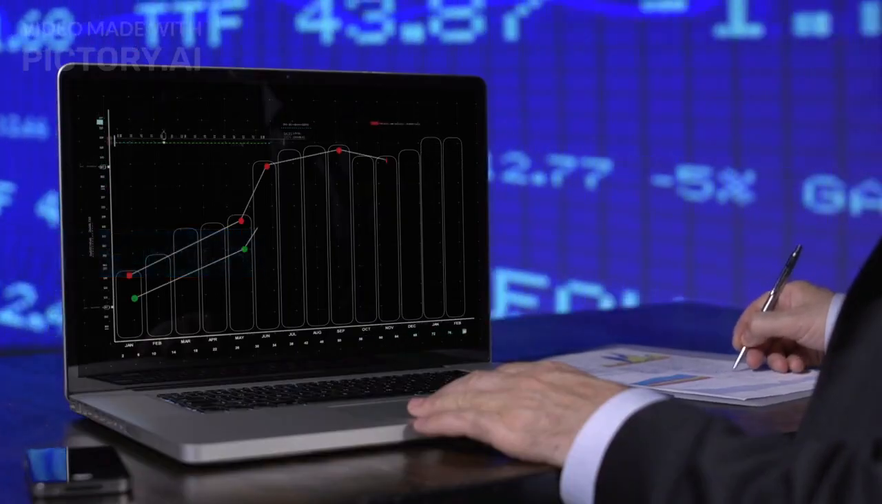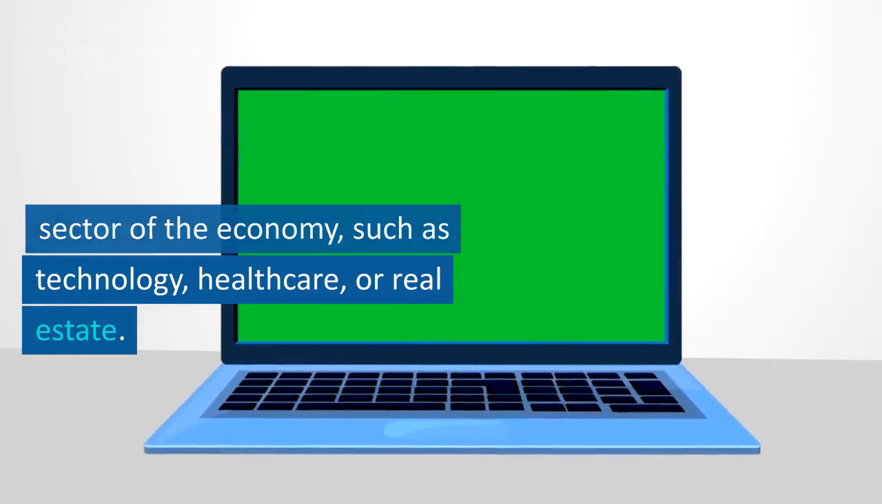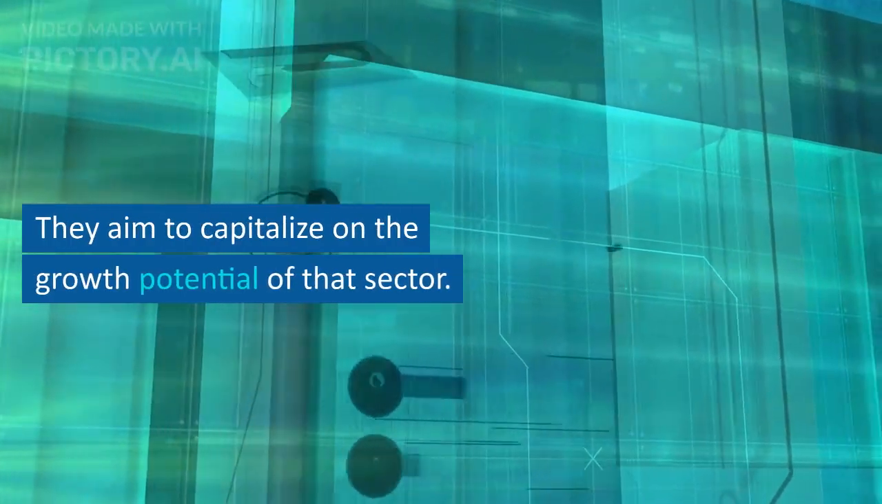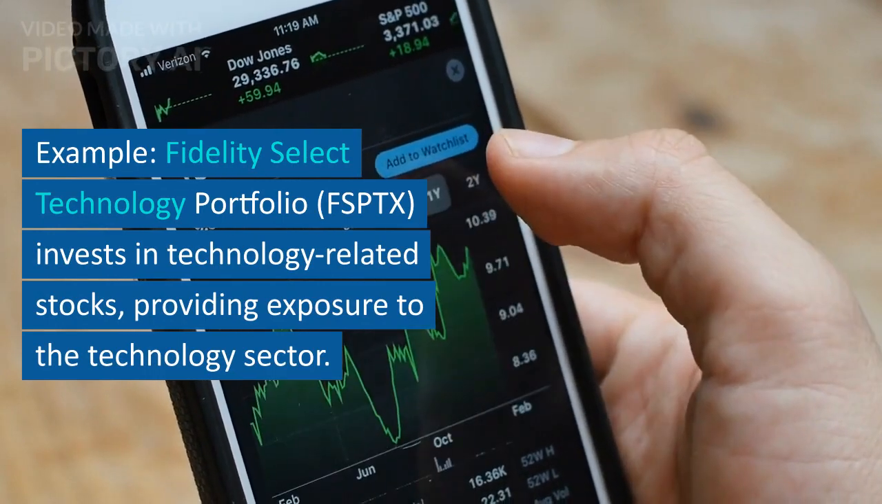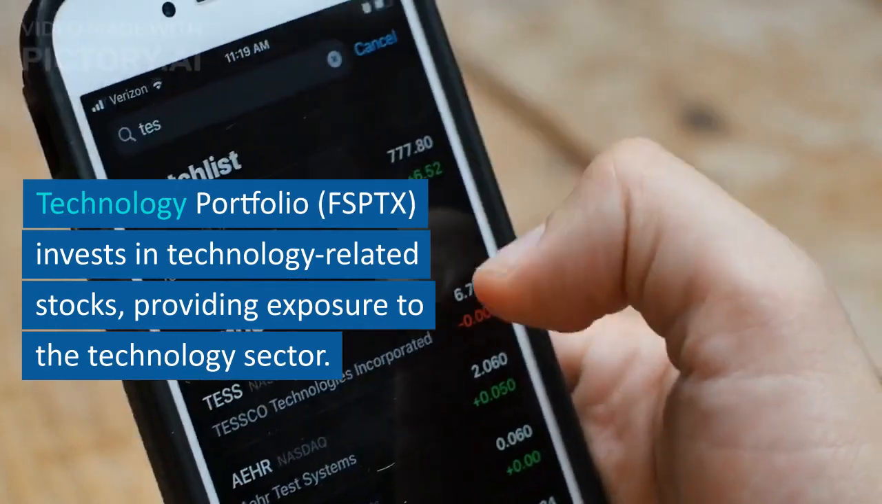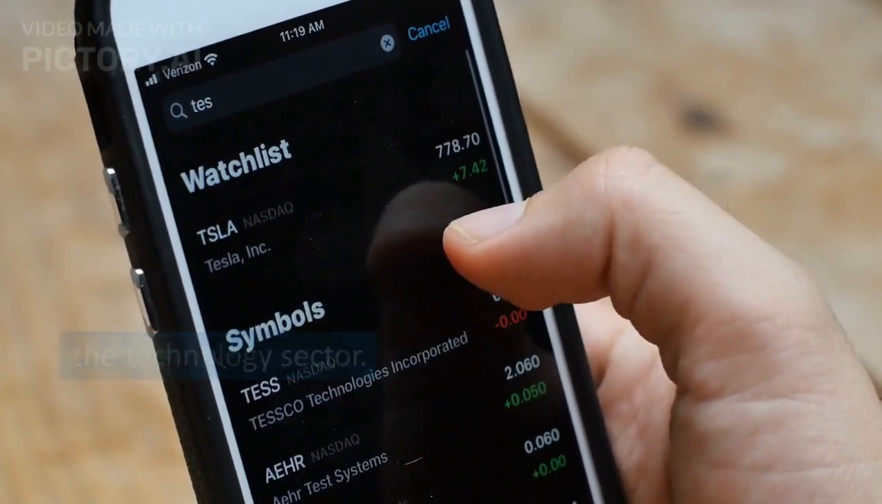Sector funds. Sector funds focus on a specific sector of the economy, such as technology, healthcare, or real estate. They aim to capitalize on the growth potential of that sector. Example: Fidelity Select Technology Portfolio, FSPTX, invests in technology-related stocks, providing exposure to the technology sector.